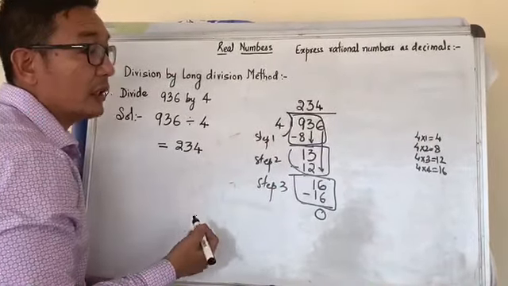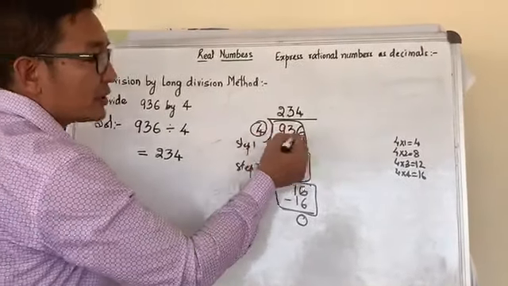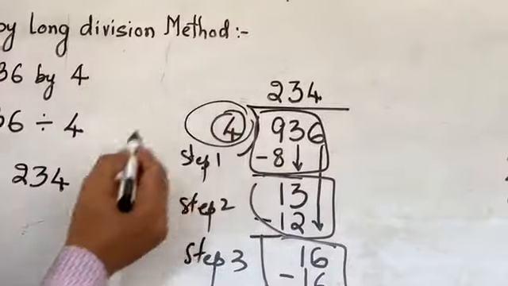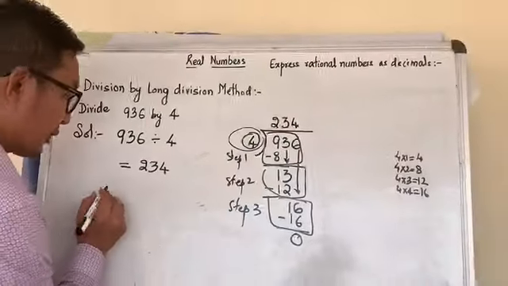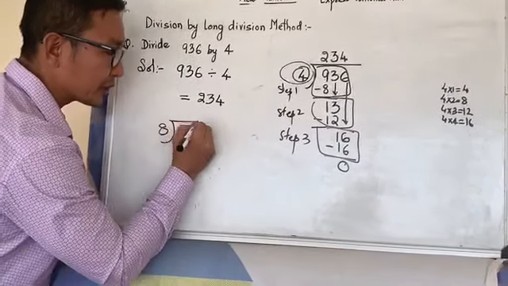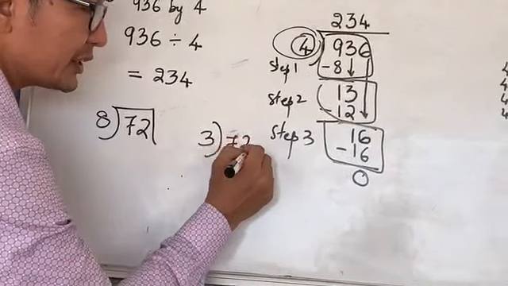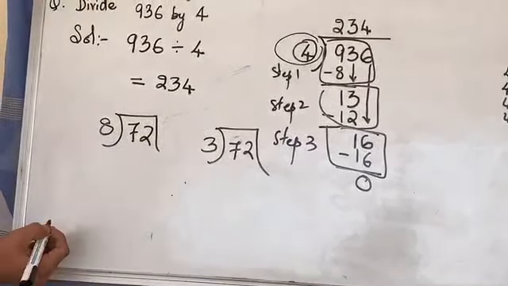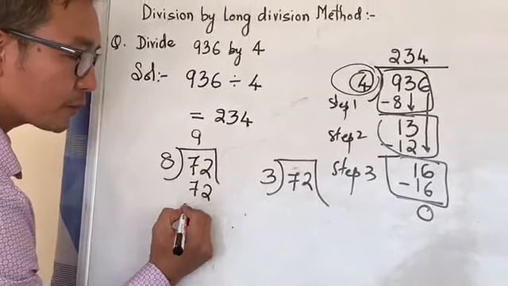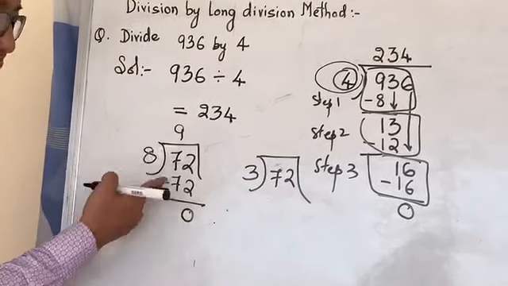Step one: take the first digit of the number and divide by the divisor. The original number is 72. 8 times 9 is 72, so the same number. Subtract the answer: 0, less 1.